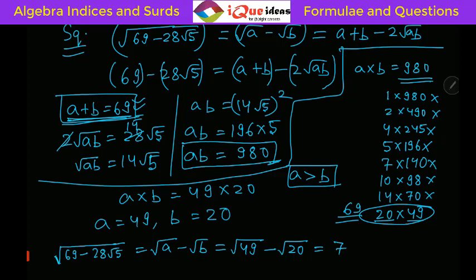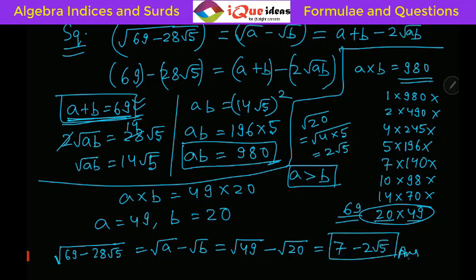Root of 20 will be, see, 20 is 4 into 5. So root of 20 will be root of 4 into 5. Root of 4 is 2, so it is 2 root 5. Right? So 7 minus 2 root 5. So the final answer of this question is going to be 7 minus 2 root 5.